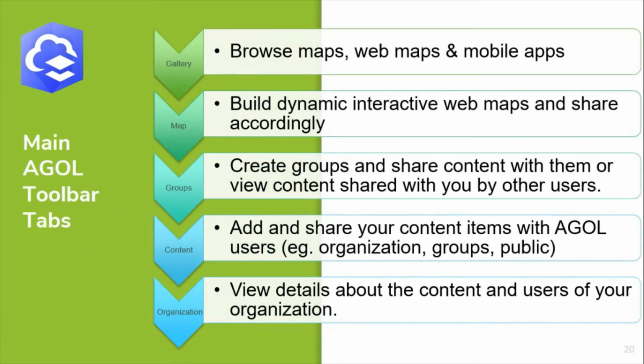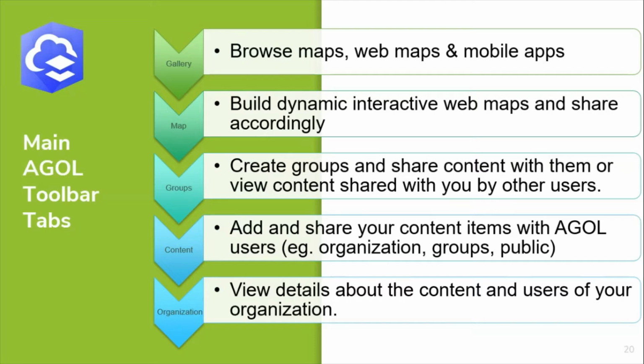So, the main ArcGIS Online toolbar tabs. Gallery allows us to browse and see whatever maps are available, web maps, and whatever mobile apps. So it's always good to give a quick run through in terms of gallery. Map allows us to build and design interactive, dynamic maps, and these are web maps. From these web maps, we can then generate web mapping applications and share them accordingly. Groups allow us to create groups, to share content with groups, and to actually see which groups we are a part of.